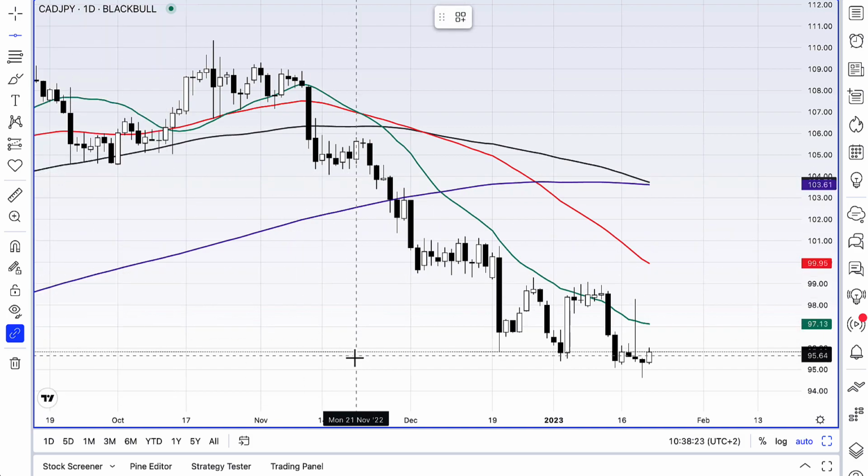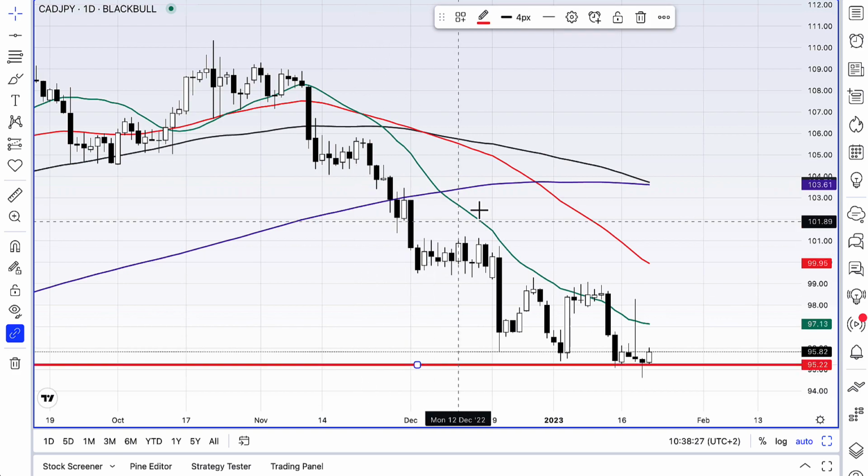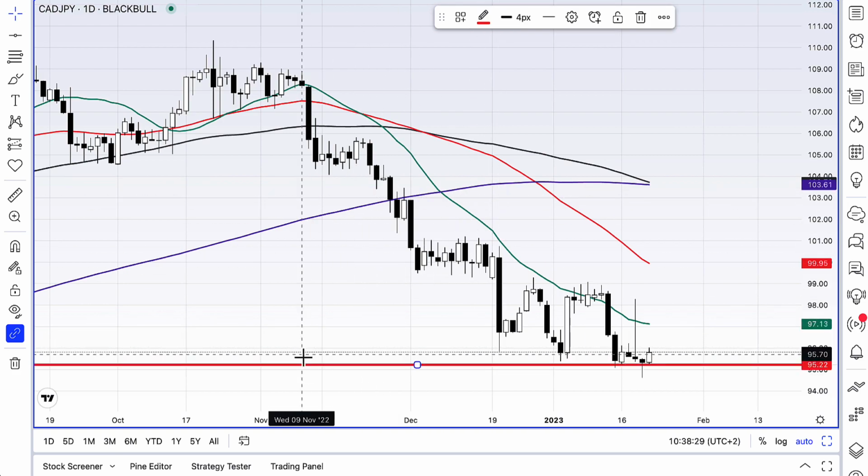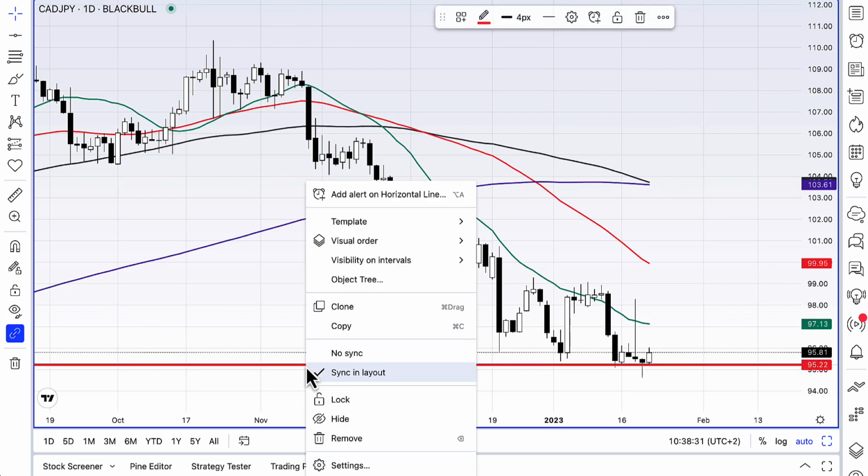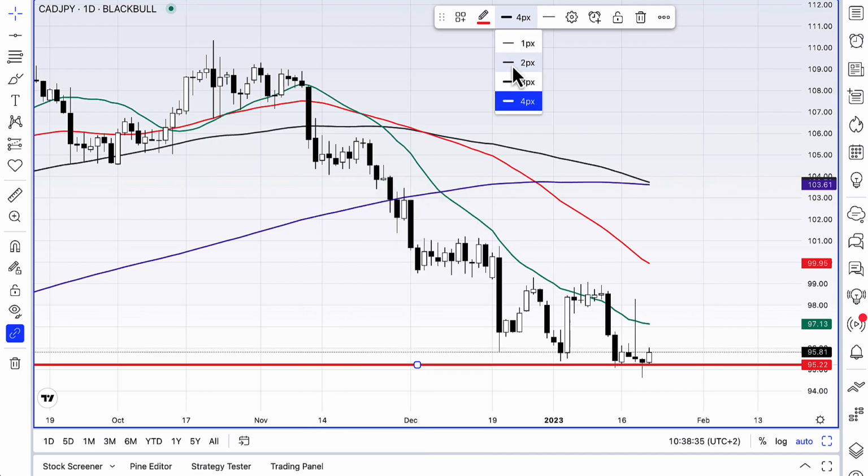And if I draw a horizontal line there, you can see yesterday's spike. Oh, goodness me, that's so thick. We don't want such a thick line. Let's just reduce the thickness of that.